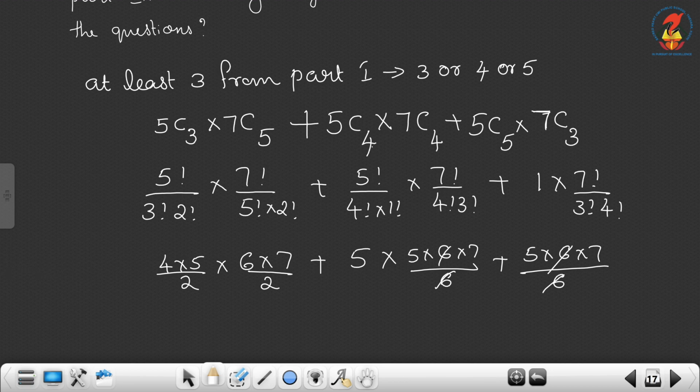So 5 into 4, 20. 20 by 2 is 10. 10 into 21, so 210, plus 5 into 7, 35. 35 into 5, 175, plus 35. So what we get? 175 and 35, 210, plus 210 is 420.